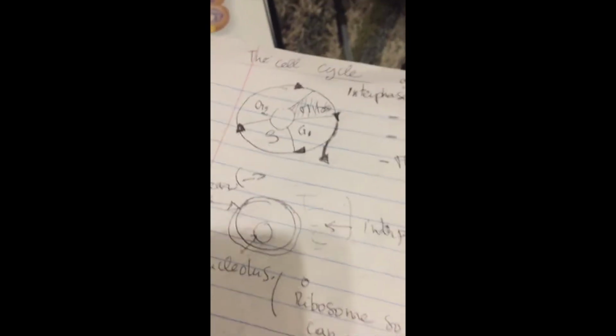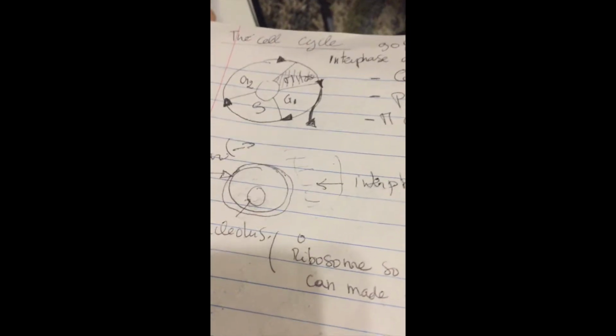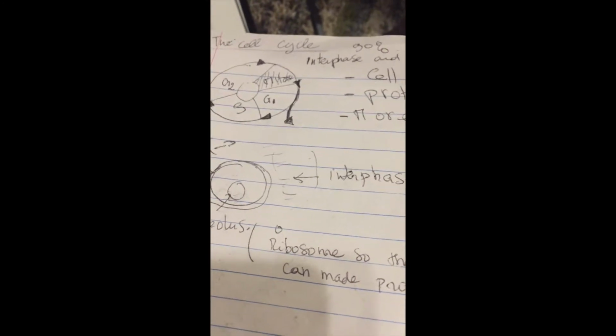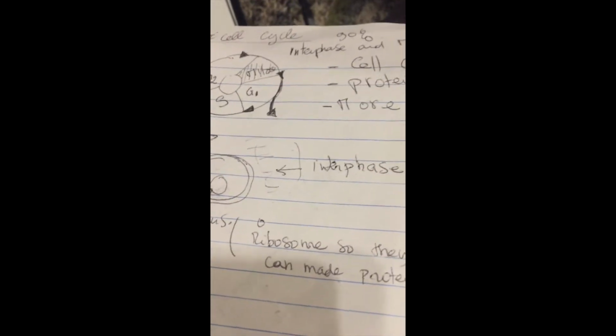Hello everyone, I'm going to talk about the cell cycle. The cell cycle contains two stages: interphase and mitosis. Interphase is the largest stage of the cell cycle, and because it's so large, it can be broken down into 3 stages: G1, S, and G2.